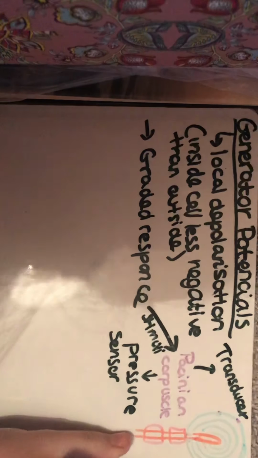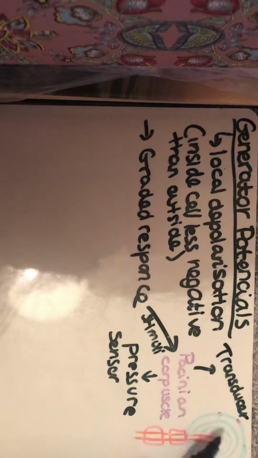So it's a transducer, because we get our movement or mechanical energy converted to an electrical impulse. And how this works is these oval-like structures that we've got here are rings of connective tissue, and we've got the fibroblasts.